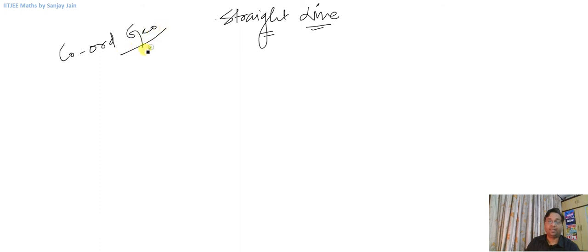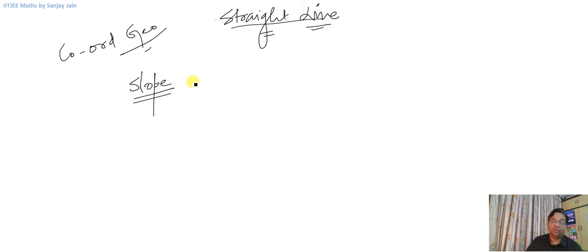Let us start a new topic today, that is straight line. Now we have studied about coordinate geometry already in class 10th, right? So we will extend the discussion of coordinate geometry and talk about straight lines in this chapter. All right, which is the simplest geometric figure. Now to start with the straight line, let us learn a term called slope.